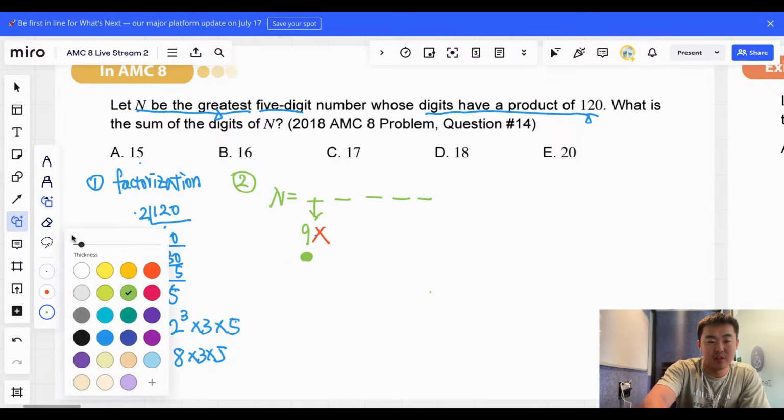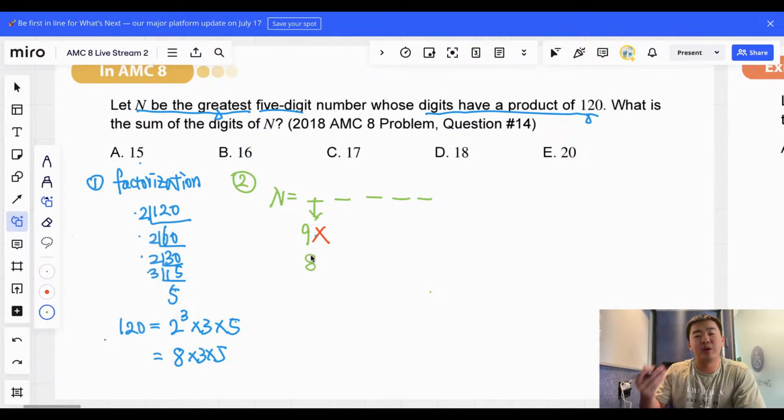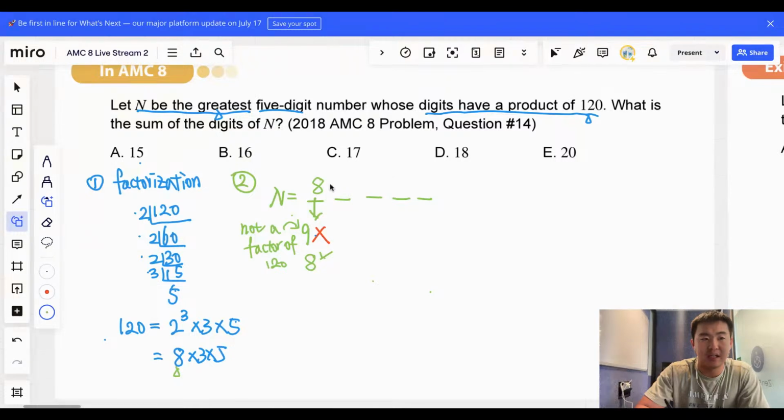Okay, good. So for 8, we want to see if 8 works. 8 is large and it is actually a factor of 120, right? It appears right here. So 8 actually works. So for the reasoning, I will say 9 is not a factor of 120, okay? That's why 9 cannot be put on the 10,000th digit. Now we have 8 here on the 10,000th digit.